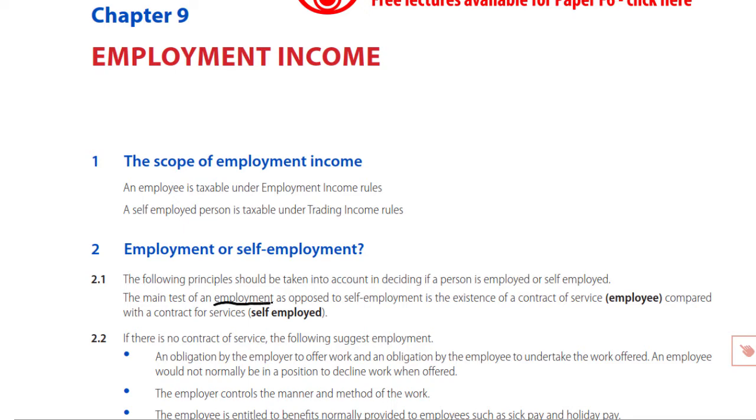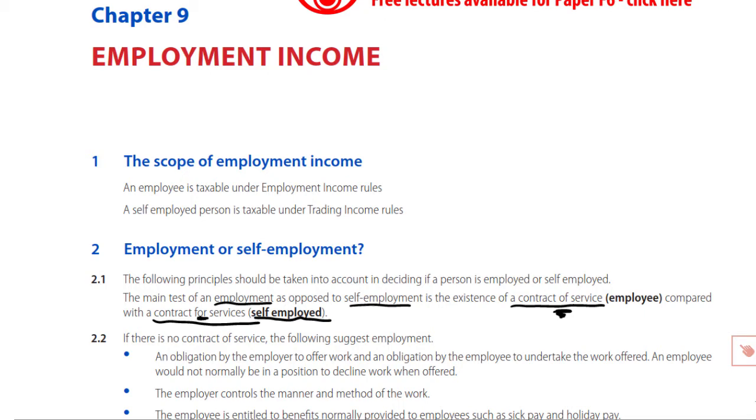The main test of an employment, as opposed to self-employment, is the existence of a contract of service. Notice there, a contract of service. If what you are provided with is a contract of service, then that is a relationship of employer to employee. Whereas if a business has contracted for your services, a contract for services there, then that belongs to the self-employed. So again, a very basic but important issue to remember. Contract of service makes you an employee. A contract for your services makes you self-employed.